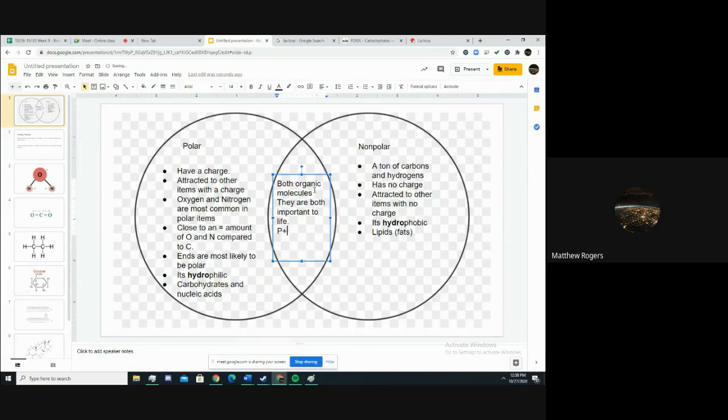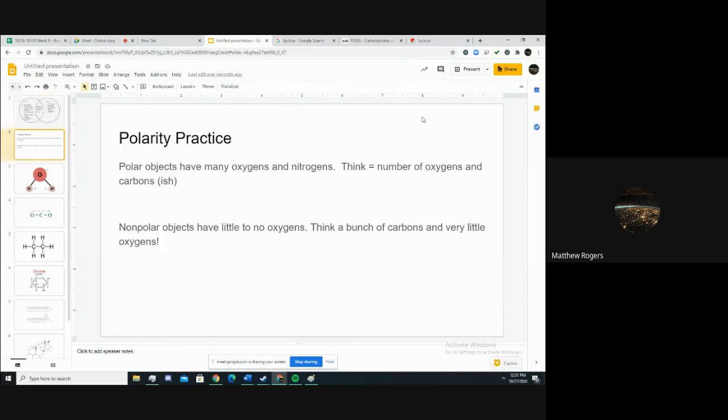And importantly, the last macromolecule here, proteins. Proteins can be both polar or non-polar, depending on what kind of protein it is. Carbohydrates and nucleic acids are always polar. Lipids are always non-polar. Proteins can be one or the other. So we have that down. We're going to do this all in one video. We're going to do something called polarity practice. And so we're going to go to the next slide here.